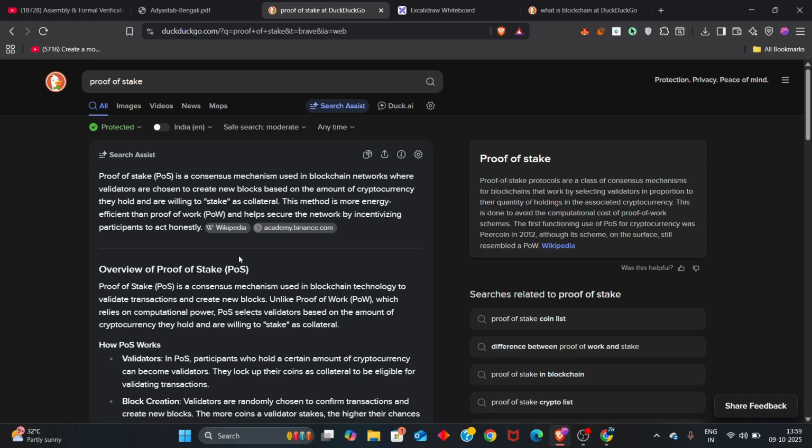So proof of stake is a consensus mechanism used in blockchain networks where validators are chosen to create new blocks based on the amount of cryptocurrency they hold and are willing to stake as collateral. Like if you have money, you can become part of this blockchain; if not, you go outside. That is the idea. If I say it in simple words, if you want to be part of the Ethereum ecosystem, you should hold a lot of cryptocurrency in your account, and you are willing to stake it as collateral. That is how you can be part of the Ethereum ecosystem.